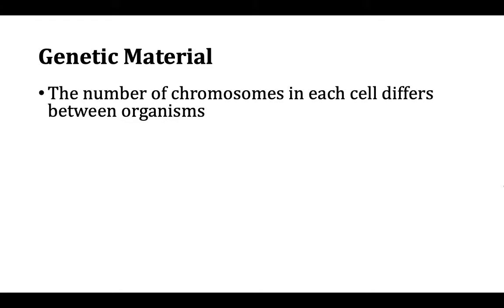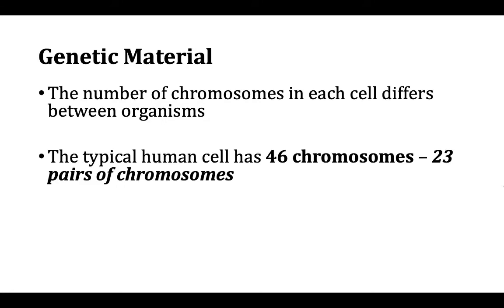A few more pieces of information. The number of chromosomes that you find in a living organism is going to differ for each organism. For example, a typical human has 46 chromosomes. Those are 23 pairs of chromosomes, right? So a typical human cell. There are some exceptions for certain cells in our body that don't have that number, but that's more complicated. We don't have to know that for now, but an average human cell has 46 chromosomes, 23 pairs of chromosomes.